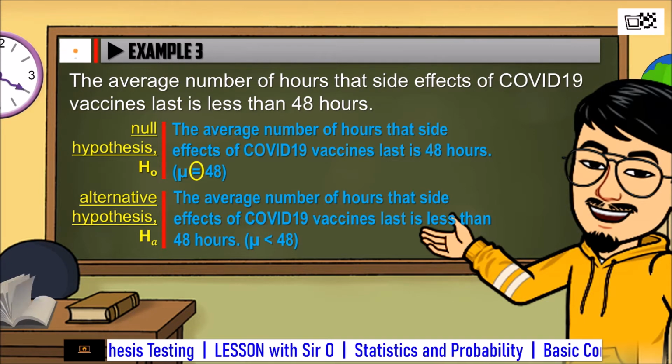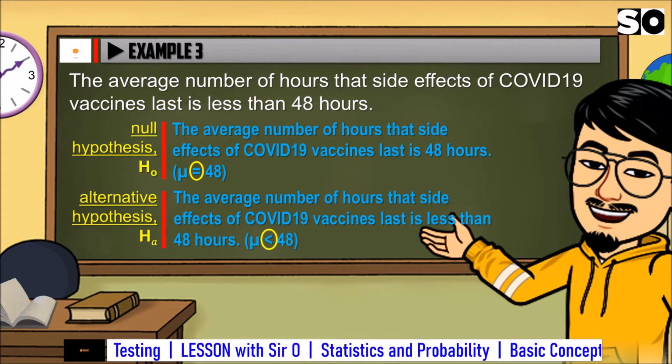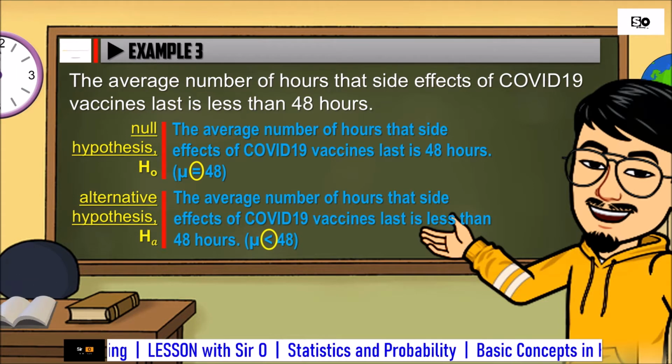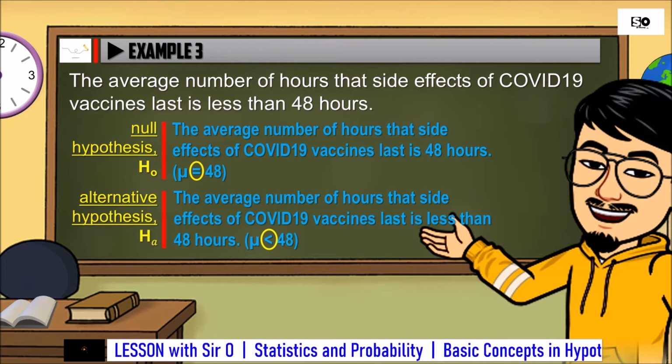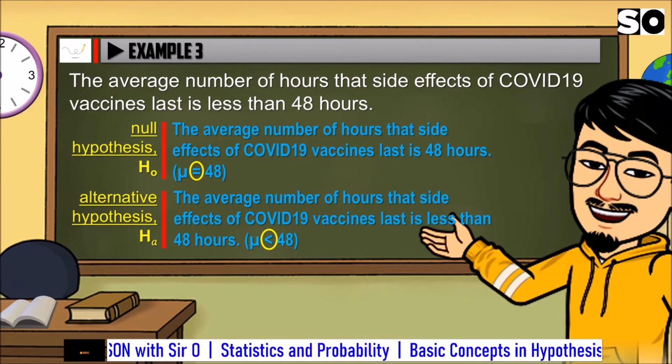Observe that the alternative hypothesis is expressed with the less than symbol because the claim or conjecture specifies to use the less than symbol.